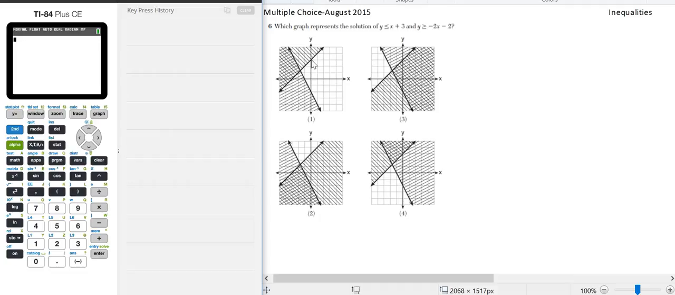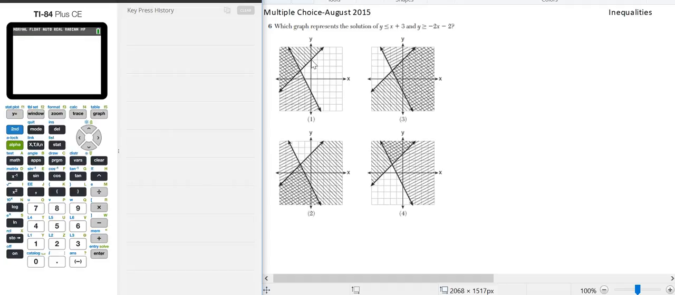So there are two ways we can answer this question. Either we can look at the answer choices and see which graph represents those two inequalities, or else we can graph the two inequalities in the calculator and see which graph of the answer choices matches the graph on the calculator. Let's first do it by looking at the answer choices, then we'll do it on the calculator.